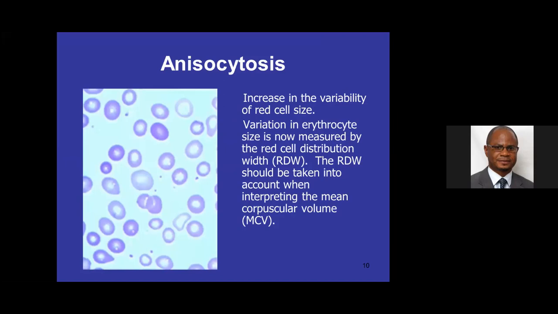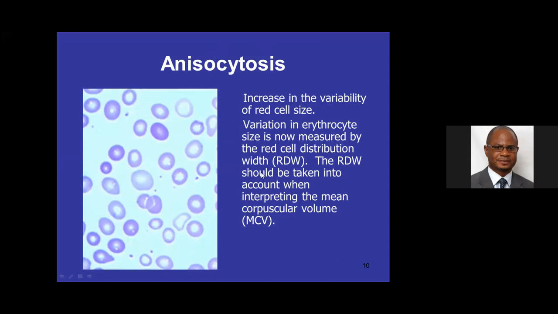Then we look at variation in size, shape, or staining in red blood cells. So this is anisocytosis. Anisocytosis is an increase in the variability of red cell size. So in one film, you see a large cell, medium cell, small cell. There is variation in the sizes of the cells. That is anisocytosis.